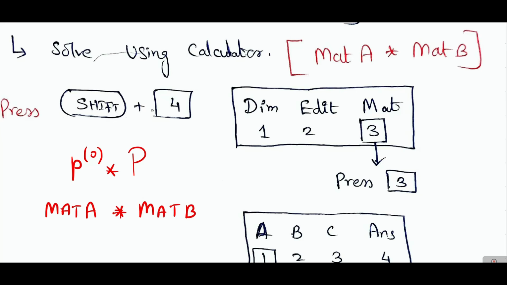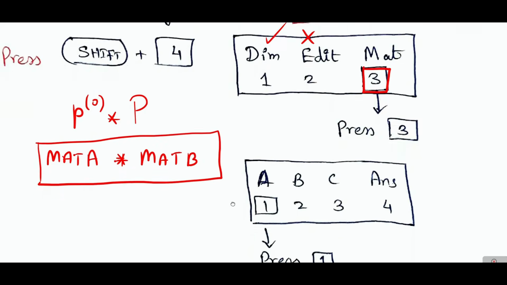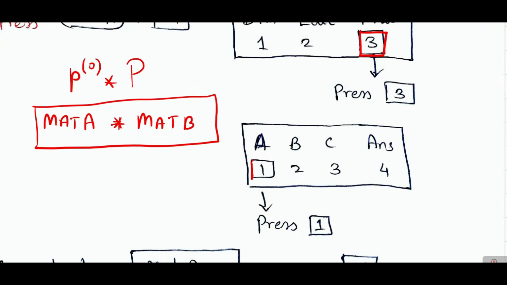Now how to get this? As usual, press shift plus 4. When you see dimension, now already I have entered the dimension. I am not going to edit anything. Now choose the option mat. Okay, so press 3. Now I want to enter this in my calculator. So press A. So when you press 1, your calculator will enter mat A.